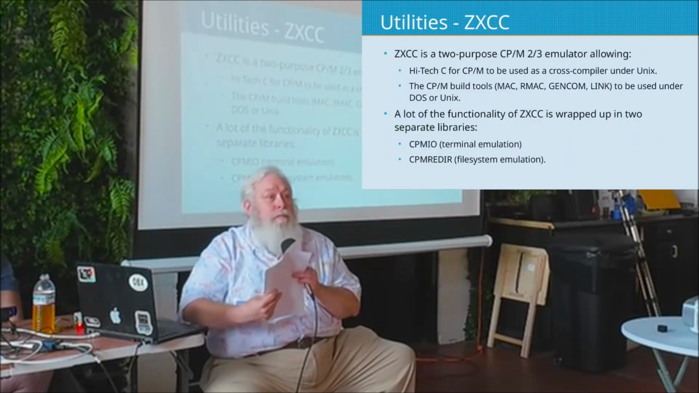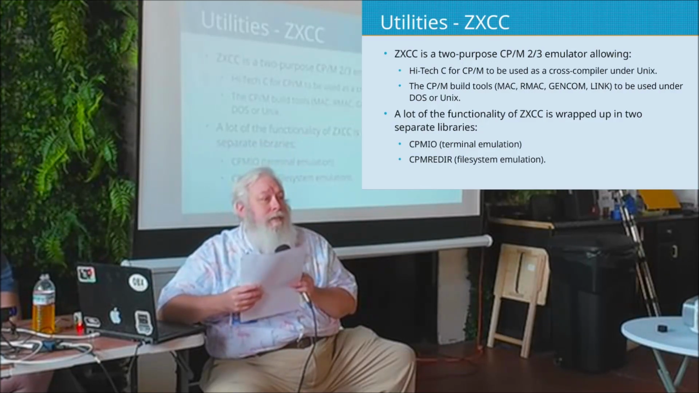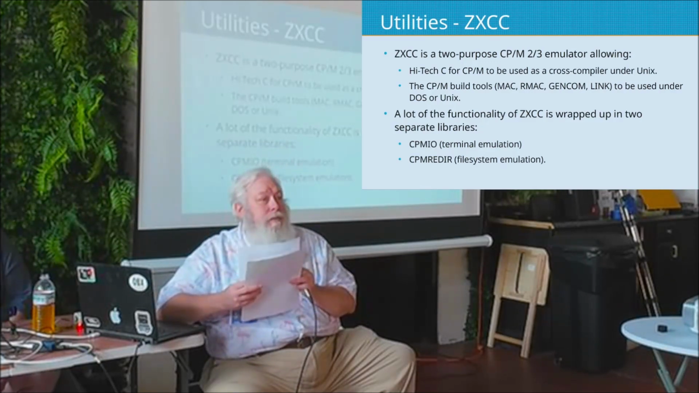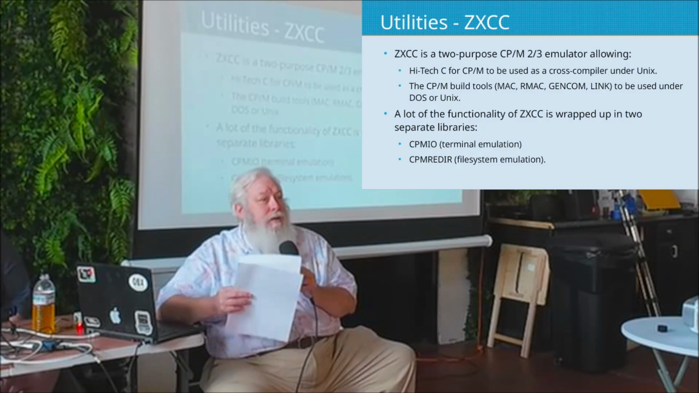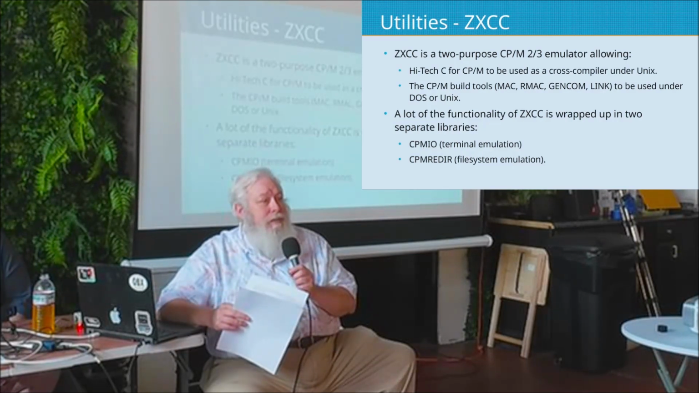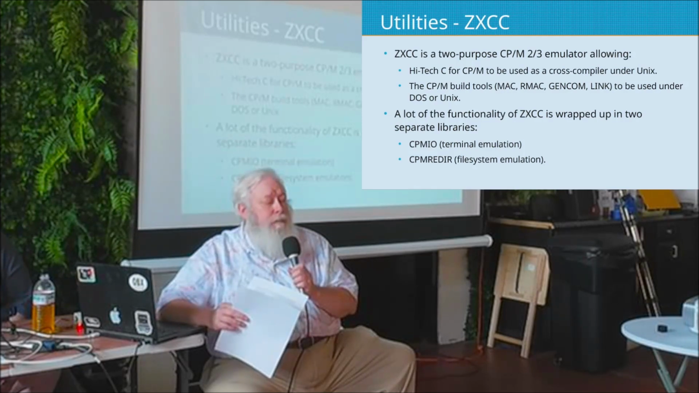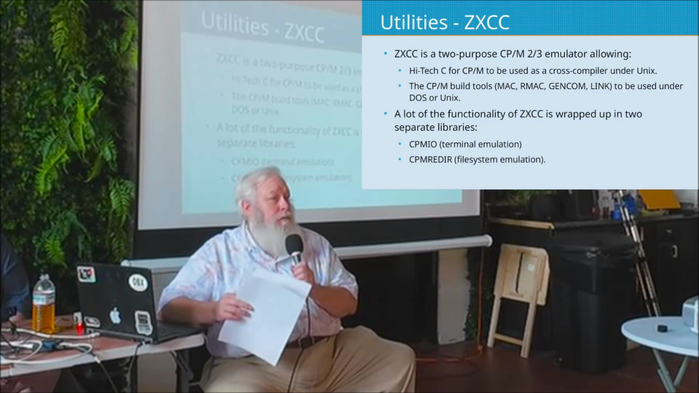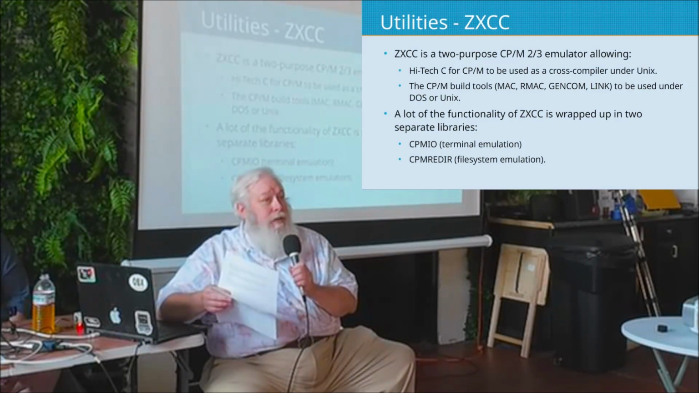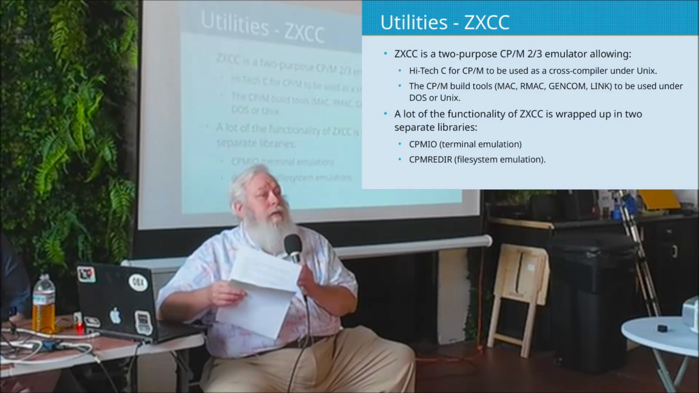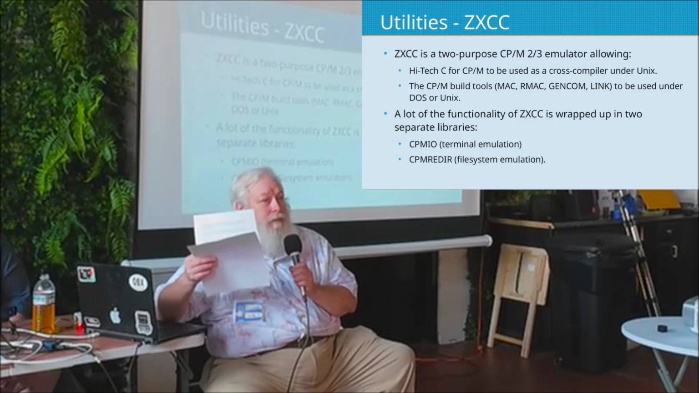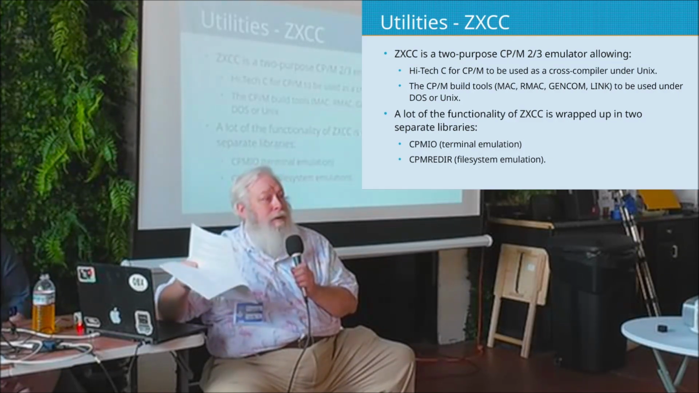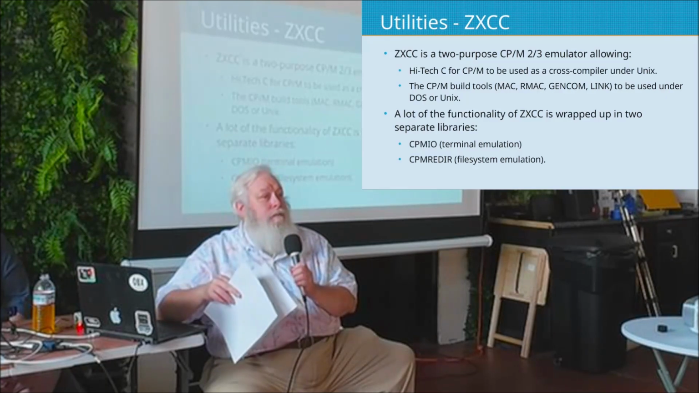The best cross compiler I found is ZXCC, and it emulates enough of a Z80 system to allow you to run the HI-TECH C compiler along with the assembler, relocatable assembler, and the linkers, so that you can spit out Z80 and 8080 compatible code in a modern environment.